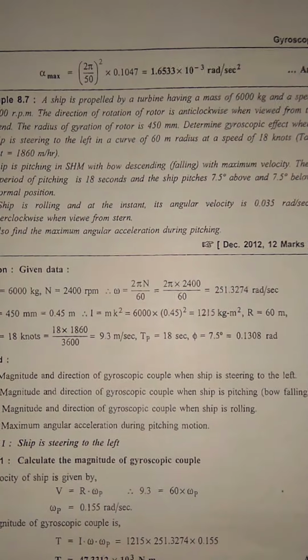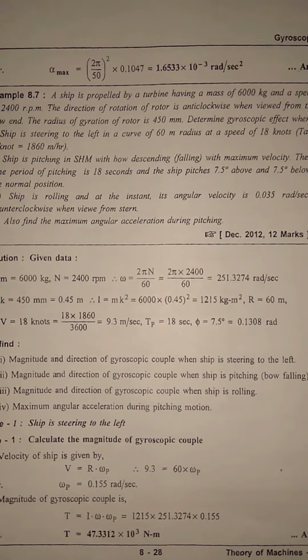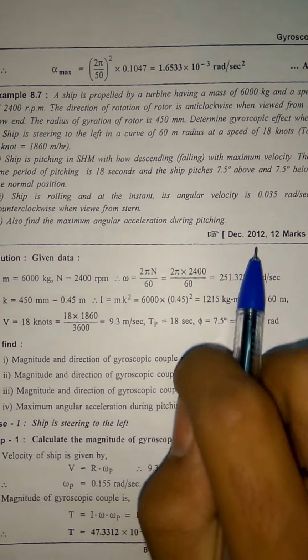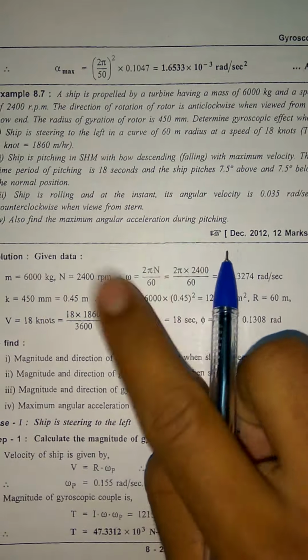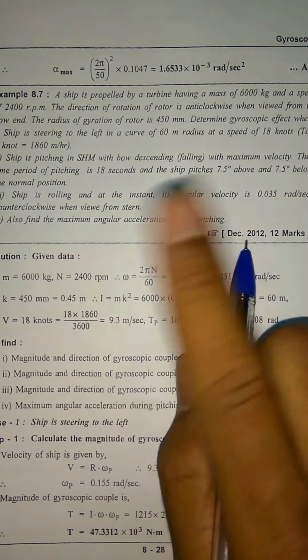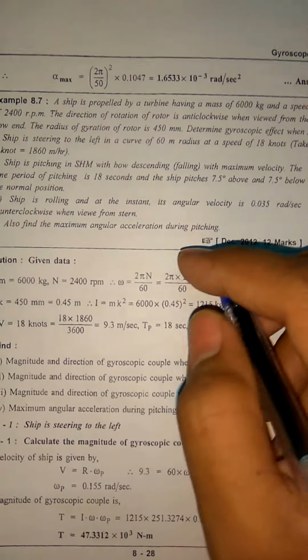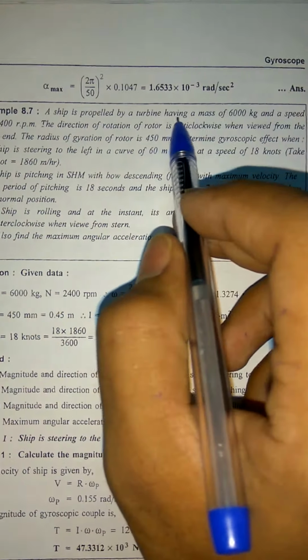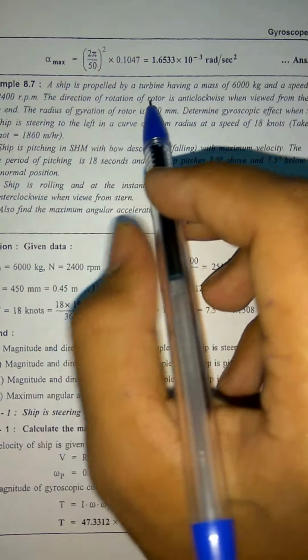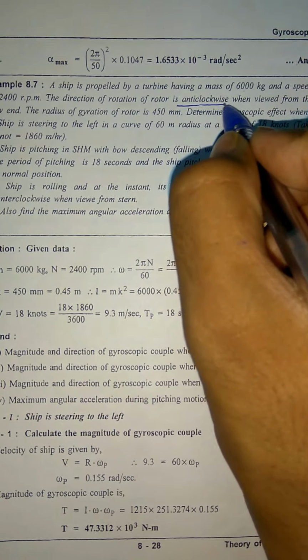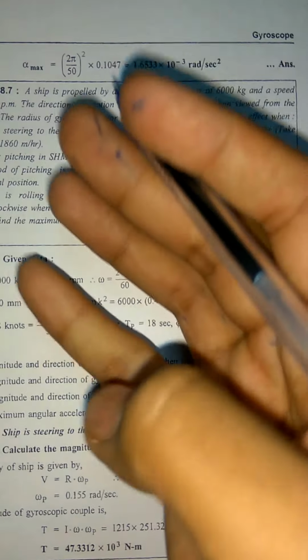Friends, welcome back to the second episode of Gyroscope, that is a Theory of Machines 2 subject. Now we'll be seeing a different kind of numerical where the rotor is rotating in the anti-clockwise direction when viewed from the front end of the ship. So let's see. A ship is propelled by a turbine having mass, speed, direction of rotor is anti-clockwise when viewed from the bow end. Now stern, aft, bow and fore.